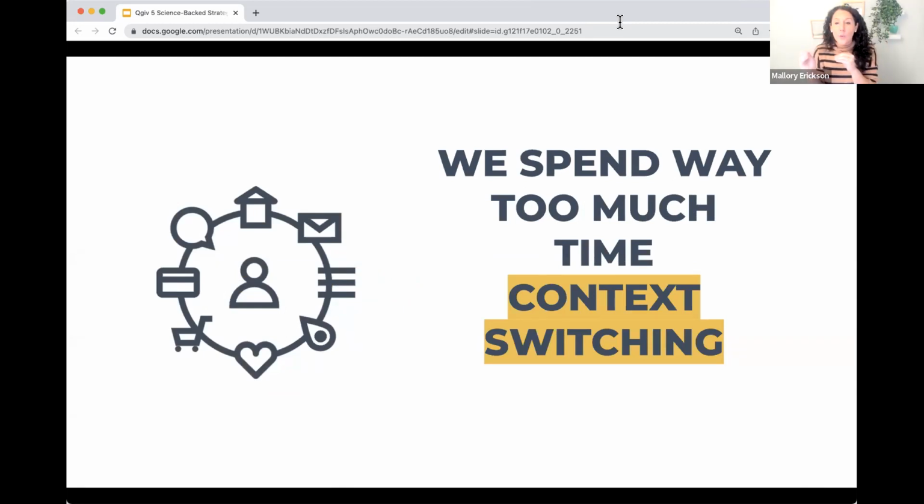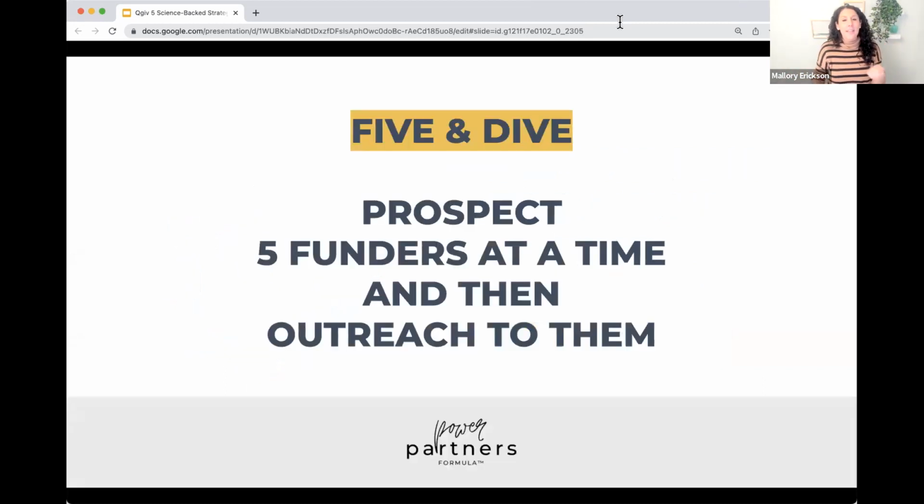And that's because when we're doing event planning, we're spending way too much time context switching between all the different event elements, okay? So we block time on our calendar maybe to work on the event, or we have a meeting where we're going to work on the event, but inside that time, we're spending 10 minutes on tickets and 30 minutes on sponsorships and 4 minutes on major donor conversations, and we're still context switching within our time bucket that's about events. So inside Power Partners, we do something called 5 and dive, which is that you can only prospect 5 funders at a time and then reach out to them.